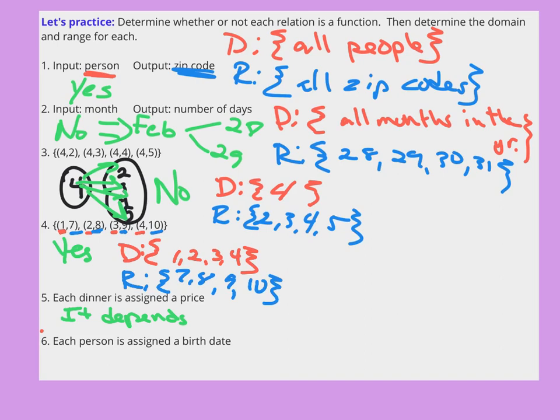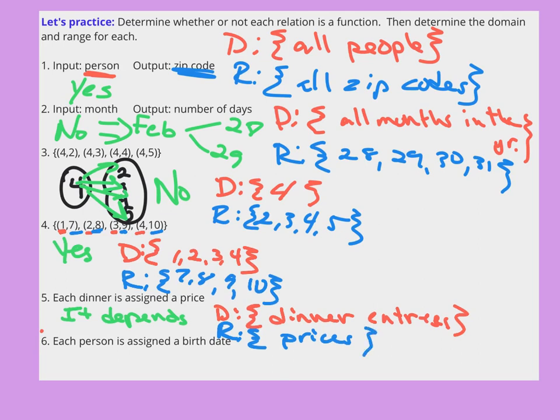But we would have a domain. Our domain would be dinner entrees. And then our range would be the prices. And they could range anywhere from $8 to $30 depending on our restaurant.